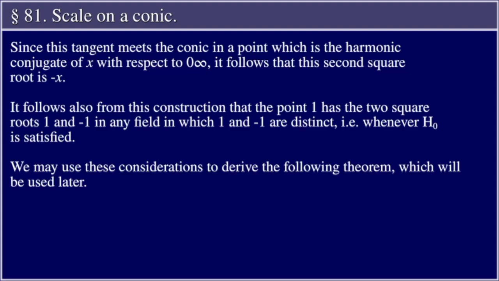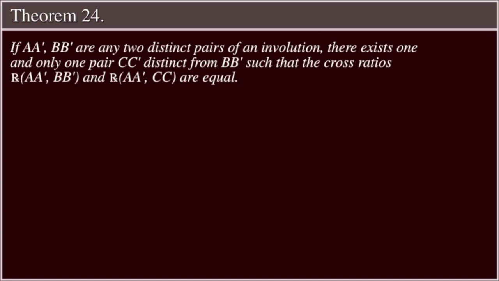We may use these considerations to derive the following theorem, which will be used later. Theorem 24. If AA prime, BB prime are any two distinct pairs of an involution, there exists one and only one pair, CC prime, distinct from BB prime, such that the cross ratios R of AA prime, BB prime and R of AA prime, CC prime are equal.